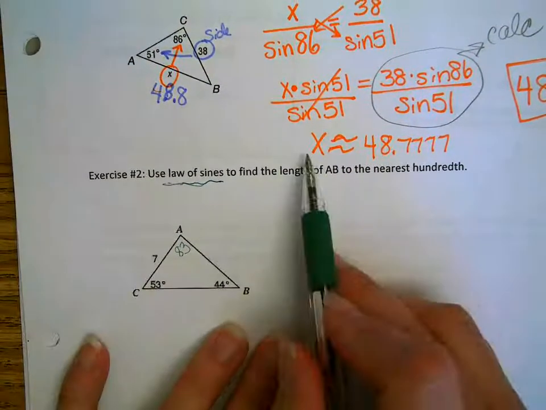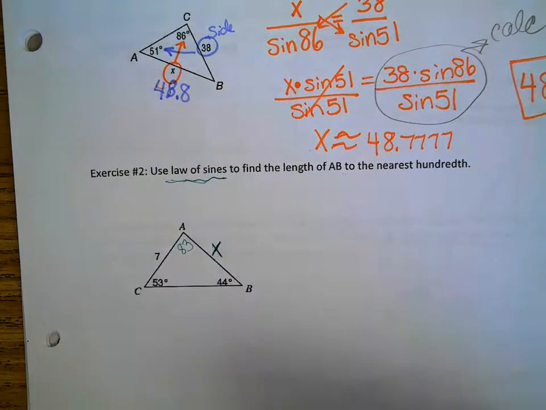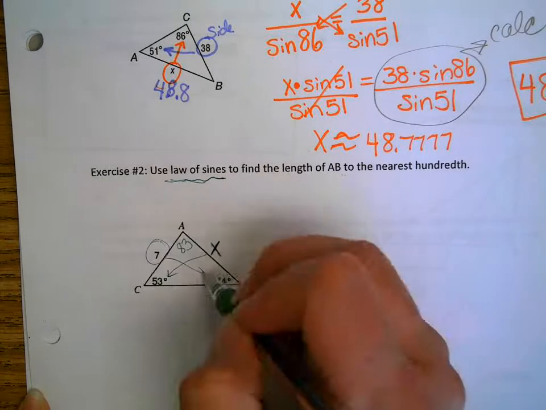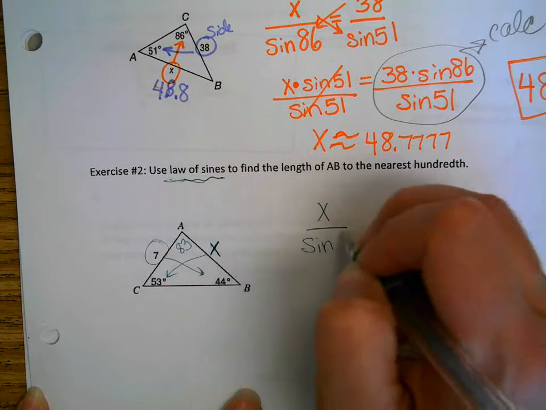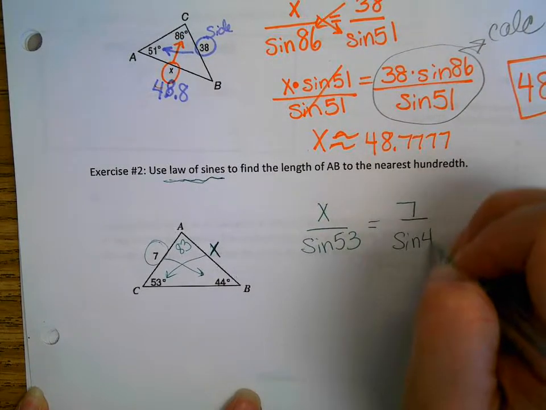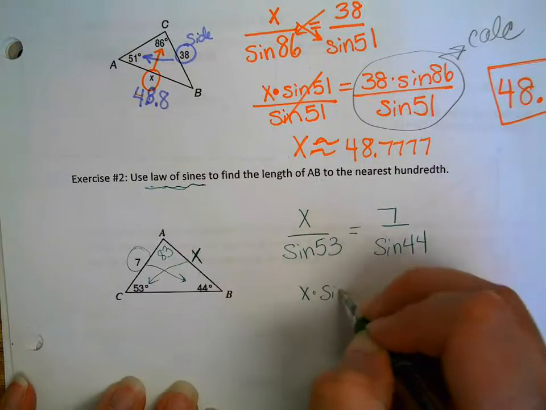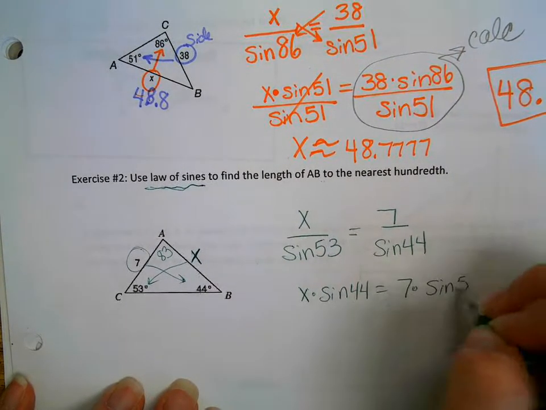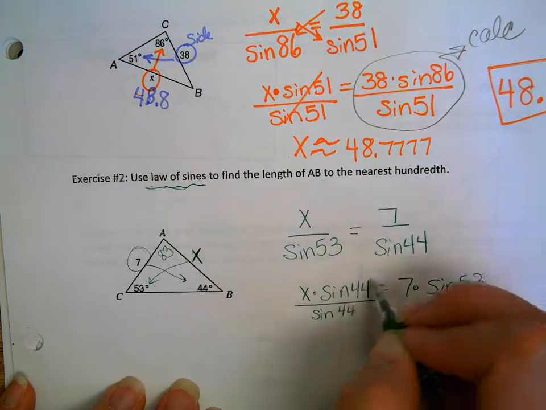They're asking for the length of AB, so that's where I'm going to put my variable. This side is opposite the 53, and the 7 they gave me is opposite the 44. So we're going to say x over sine of 53 equals 7 over sine of 44. Cross multiply: x times sine 44 equals 7 times sine 53. Gotta get x alone, so we move the sine 44 over.